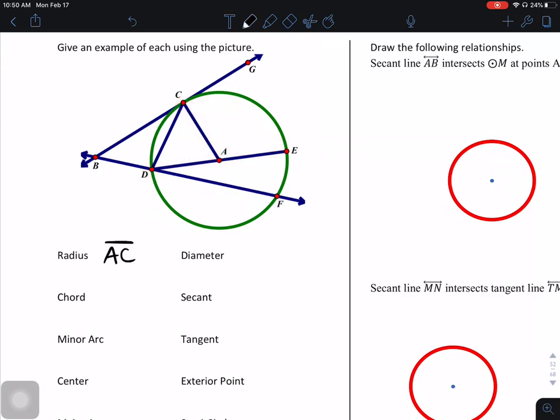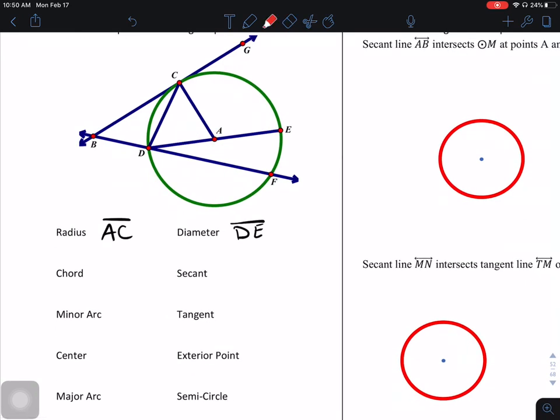I'm just going to skip around on these questions here. Diameter is a chord that goes through the center. Picture only shows one of those, segment DE. A chord is the segment whose endpoints are on the circle. There's one chord. There's another chord. There's another chord. You can name any of those 3. I'm going to name chord DC.